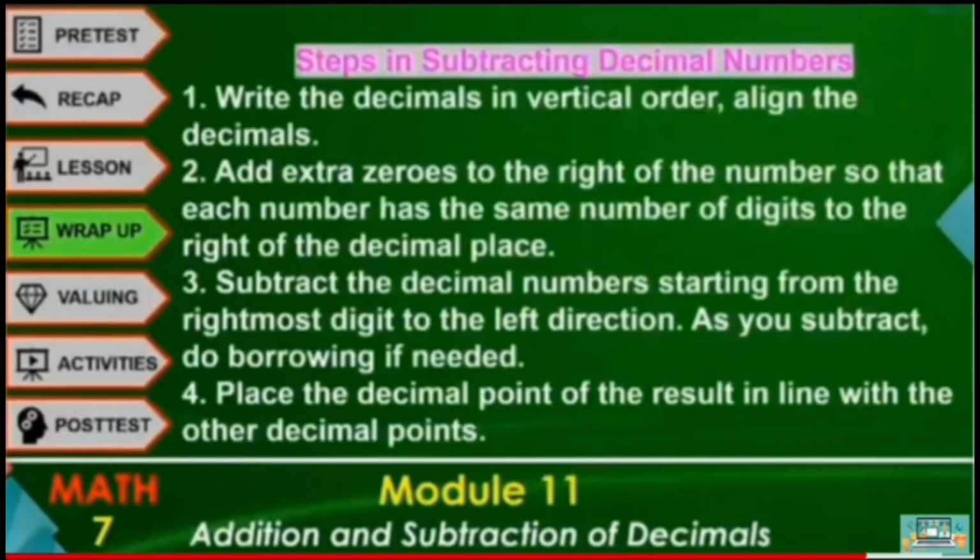And the steps in subtracting decimal numbers are the same. You have to write the decimals in vertical order and align the decimals. Add extra zeros to the right of the number so that each number has the same number of digits to the right of the decimal place. Subtract the decimal numbers starting from the rightmost digit to the left direction. And as you subtract, do borrowing if needed. Place the decimal point of the result in line with the other decimal points.